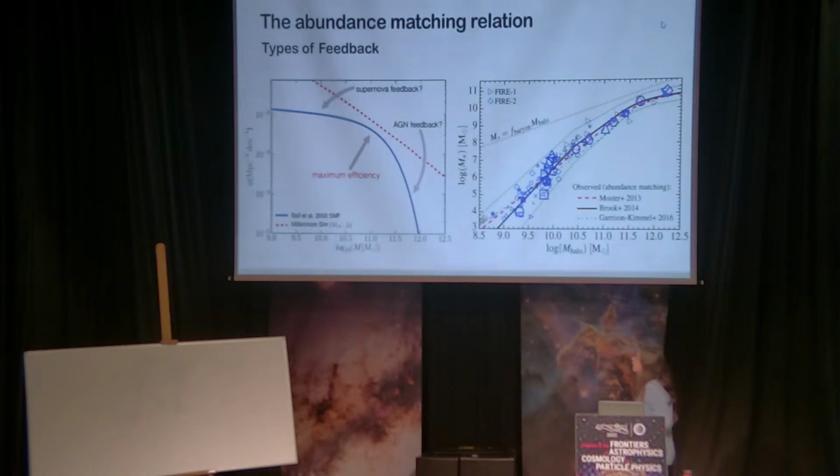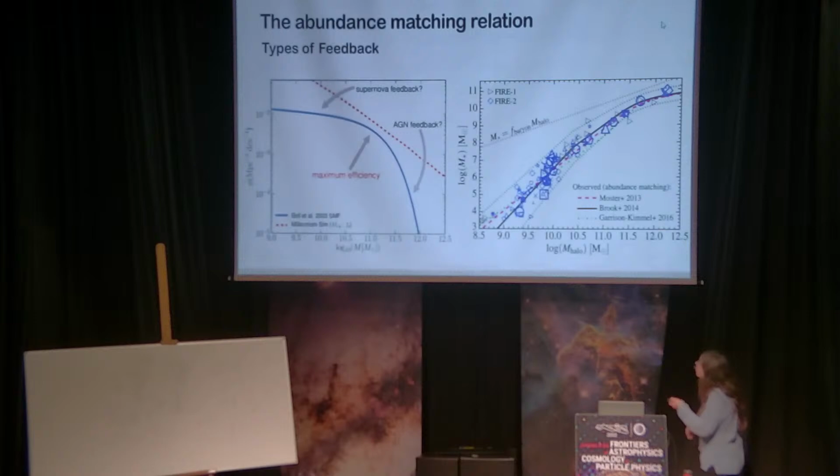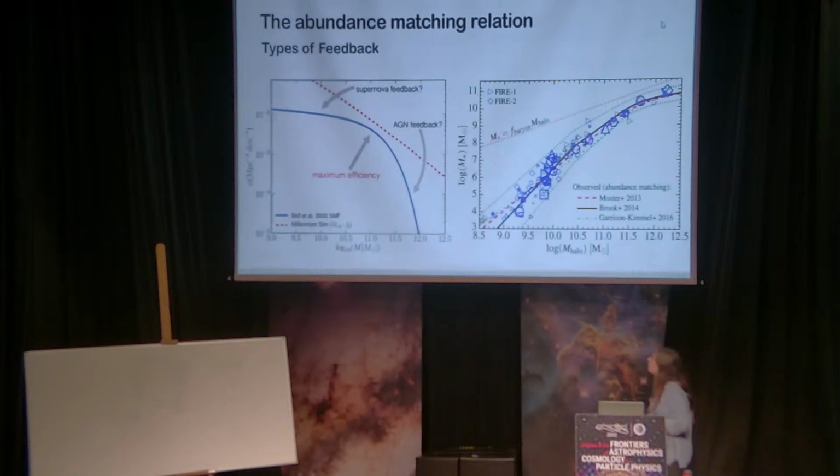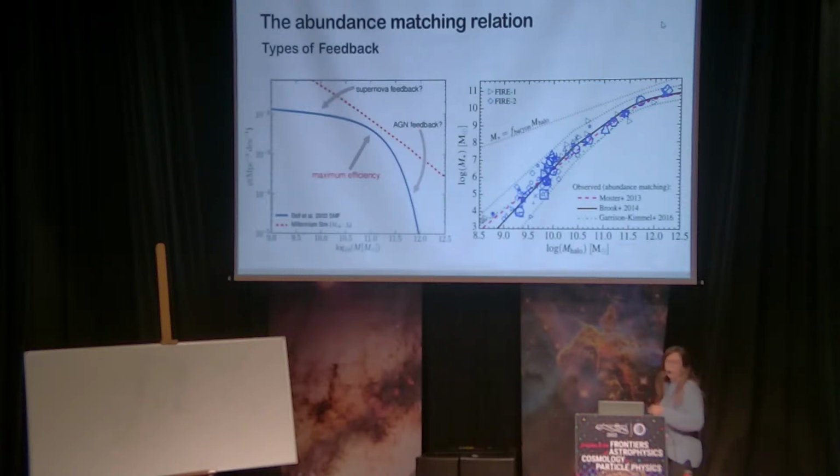This is what observational studies show about the relation between the stellar masses and the halo for the galaxies. The red line in both cases is the relation that theory says we should have, but as you see in observations, there is this lack of stellar mass in the low and the more massive range.